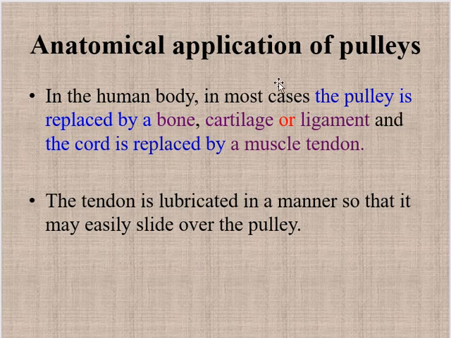Anatomical applications of the pulley. In the human body, in most cases, the pulley is replaced by bone, cartilage, or ligament, and the cord is replaced by muscle tendon. Tendon is lubricated in a manner so that it can easily slide over the pulley.